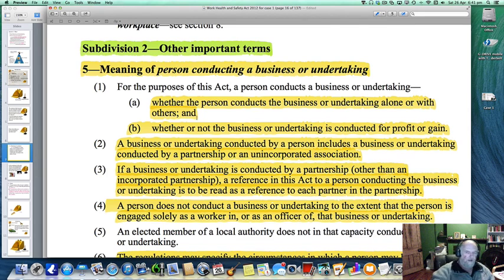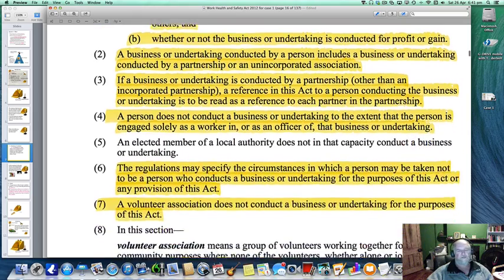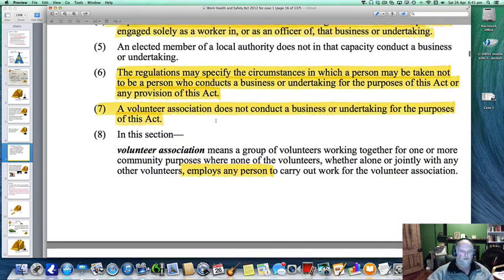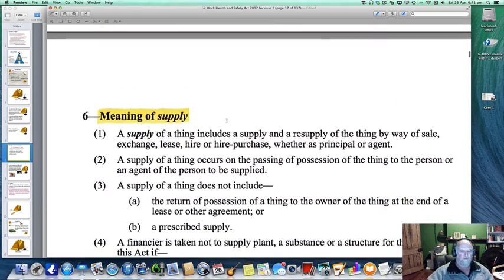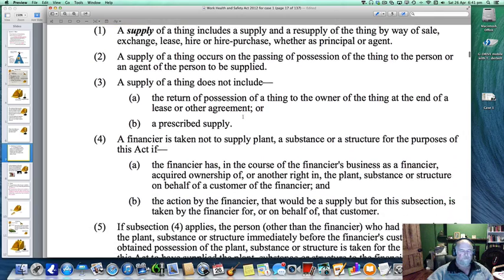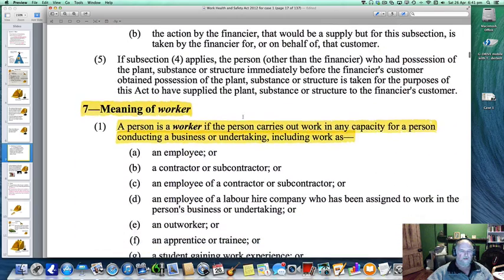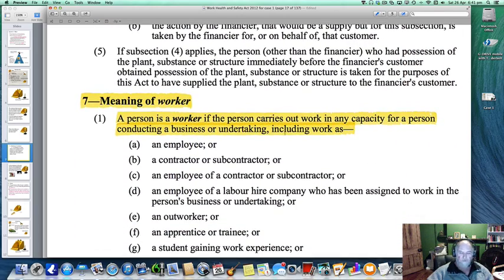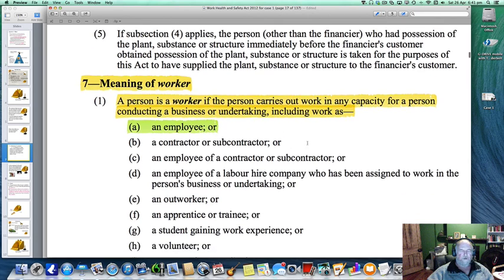You can look at the meaning of a person conducting a business or undertaking. Okay, they're going to fit into that, I don't think, with any problems, because obviously that's what they're doing. Meaning of supply, don't worry about that. The meaning of a worker can be important, which is that a person is a worker if the person carries out work in any capacity for a person conducting a business or undertaking, including work as an employee.